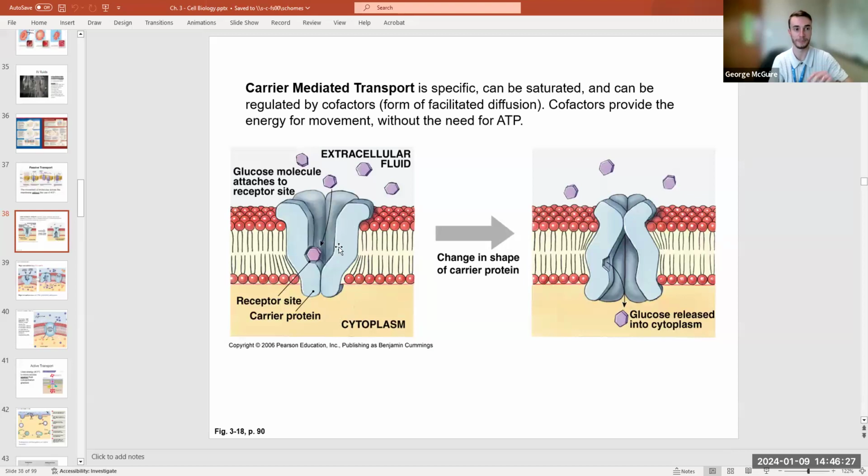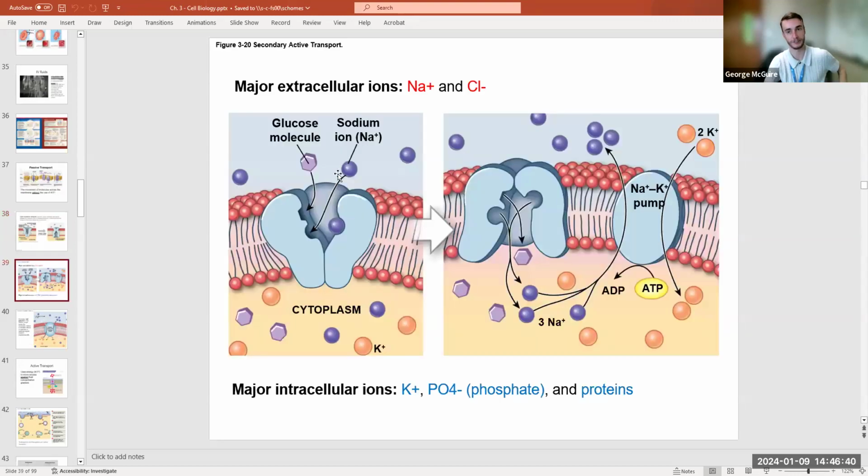And then that energy is immediately used to transport our original molecule. So in this case, we have glucose that we're trying to transport from outside of the cell to inside of the cell. And then sodium can act as kind of a helper here, essentially generating energy through movement, going with its concentration gradient to help get that glucose molecule across the membrane.